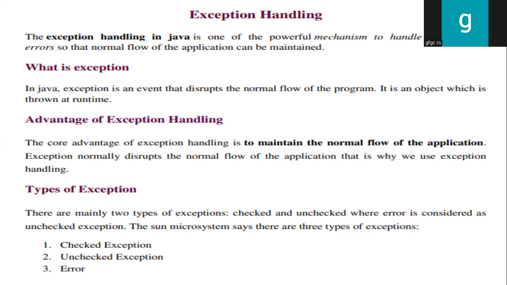Advantages of exception handling. The core advantage of exception handling is to maintain the normal flow of the application. Exceptions normally disrupt the normal flow of the application. That is why we use exception handling. There are mainly two types of exceptions: checked and unchecked. Error is considered as an unchecked exception. According to Sun Microsystems, there are three types: checked exception, unchecked exception, and error.